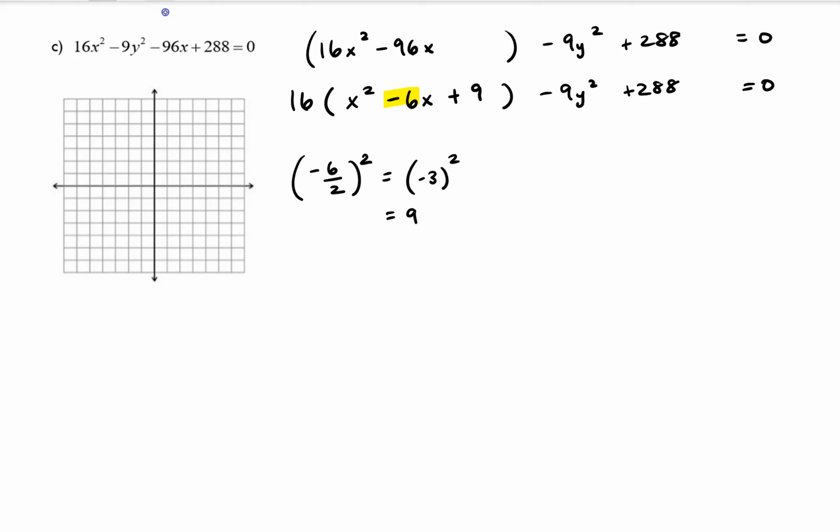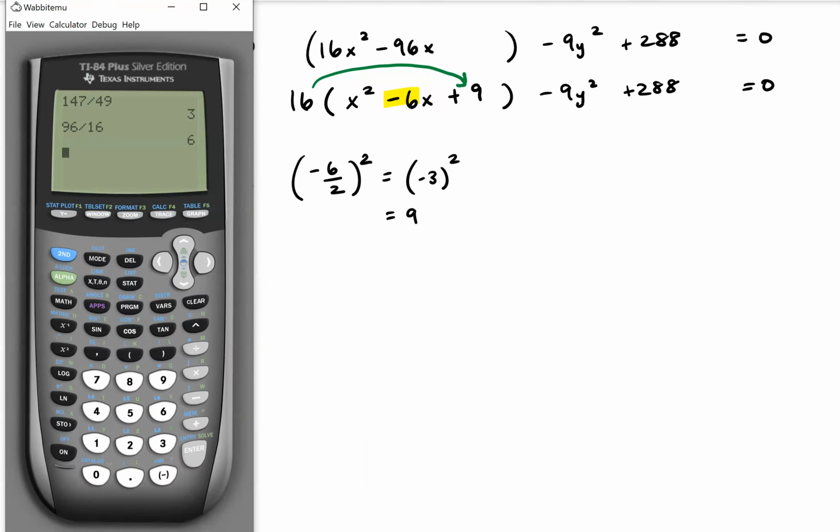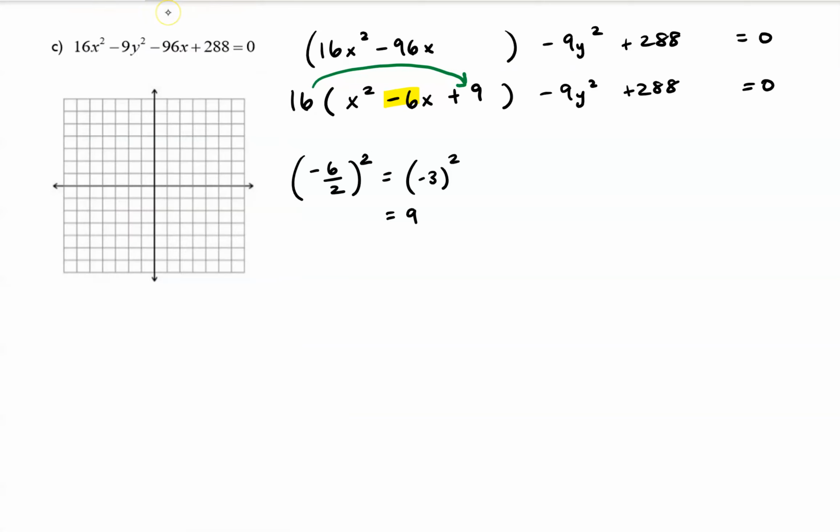Now, you might be inclined to say, well, if we're adding 9 there, then we need to subtract 9 here. But what's actually happening is we're really adding 16 times 9. And so I need to account for that 16 on the outside of the parentheses. 16 times 9 is 144. So I really need to subtract 144 here.